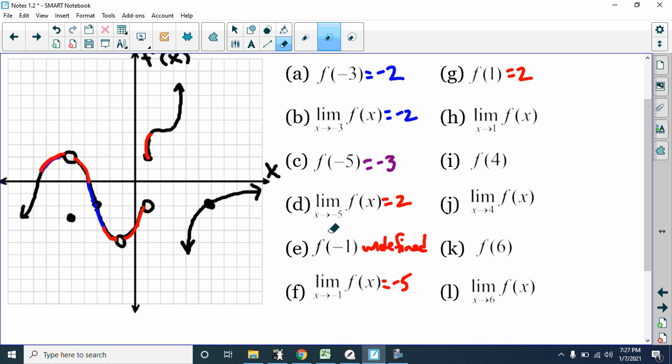Generally, we say function values, if they're not there, are undefined. Limits, if they're not there, do not exist. If you get those mixed up, that's not an issue.